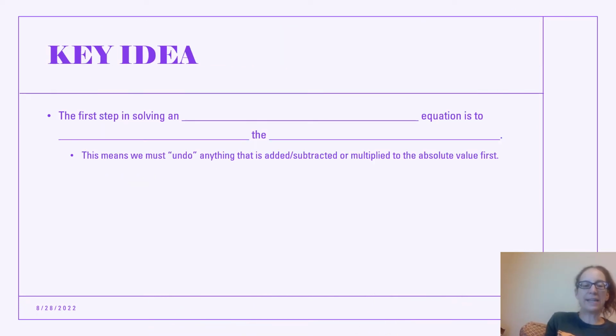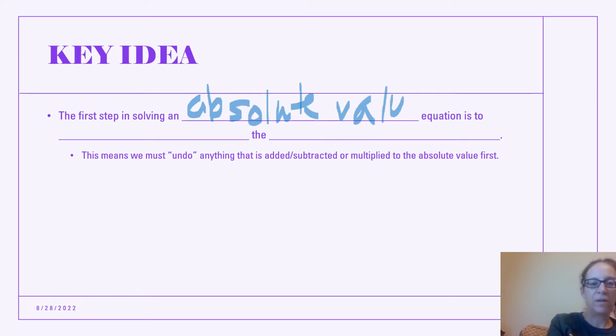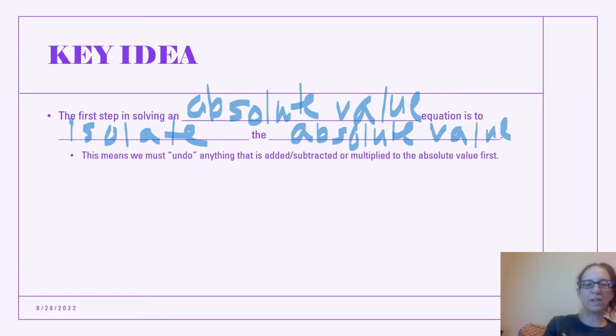So here's your key idea. Key ideas are important. If you're watching from home, make sure you pause here and write down the key idea because they're super important. The first step in solving an absolute value equation is to isolate the absolute value. So what does that mean? It means we must undo anything that is added, subtracted, or multiplied to the absolute value.